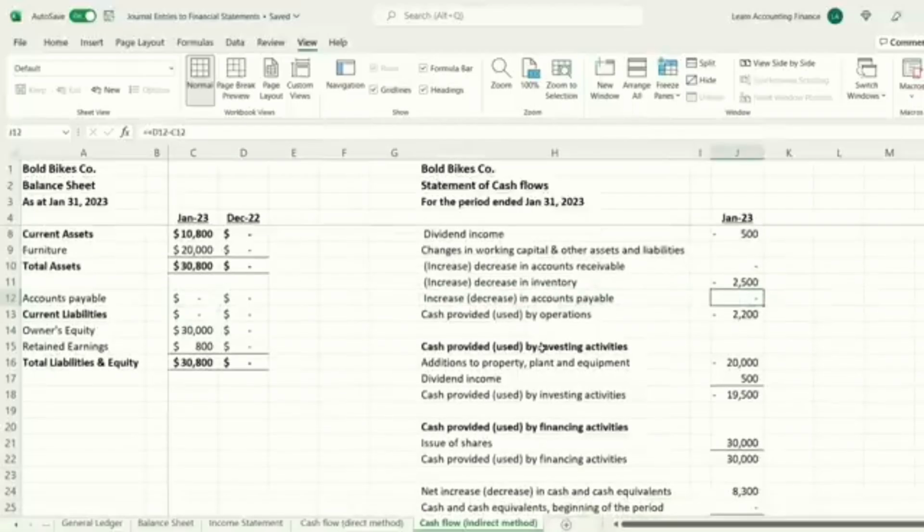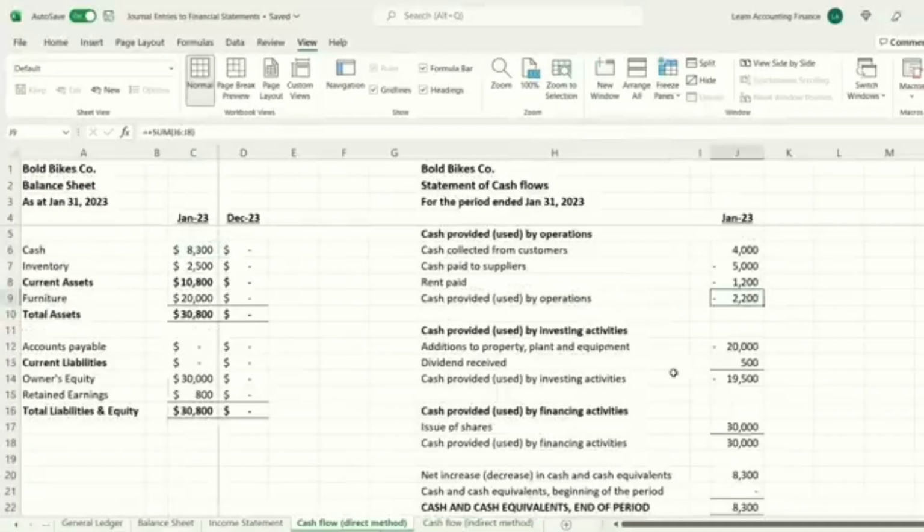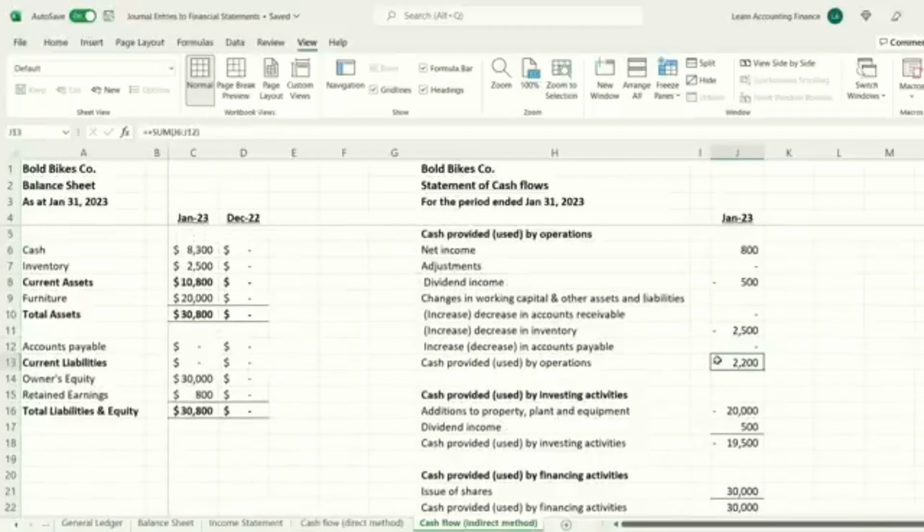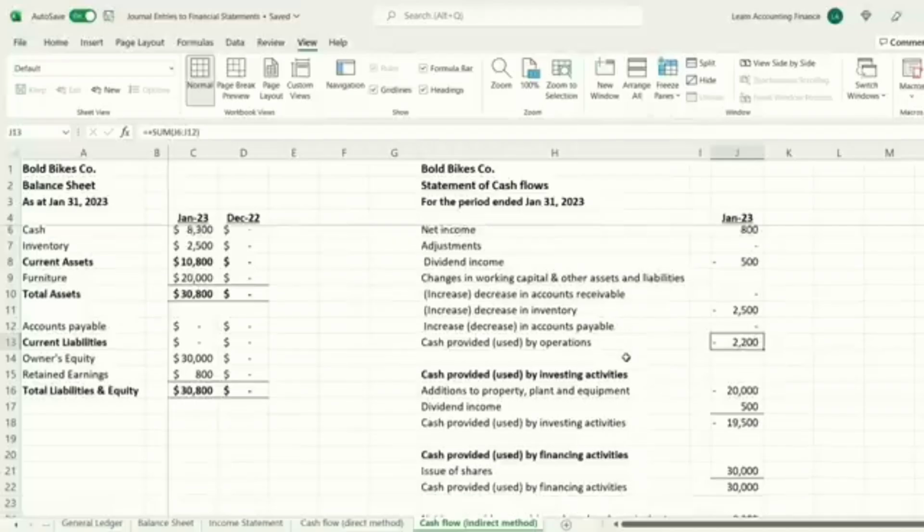Again, this is indirect. It's a little complicated to understand, but the impact is exactly the same. So if you see cash provided or used by operations, it is showing $2,200 negative, which is exactly the same as what we calculated for cash provided from operations. So as I mentioned, we will discuss the cash flow and other financial statements in more detail later. But for now, it's important to note that the cash from operations in total is the same whether you use the direct or indirect method.